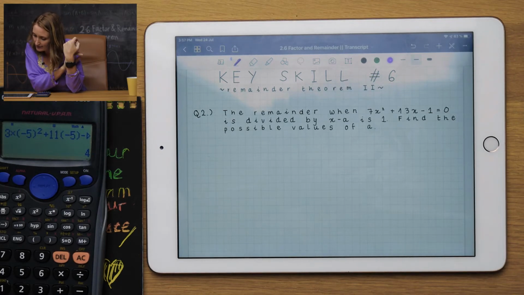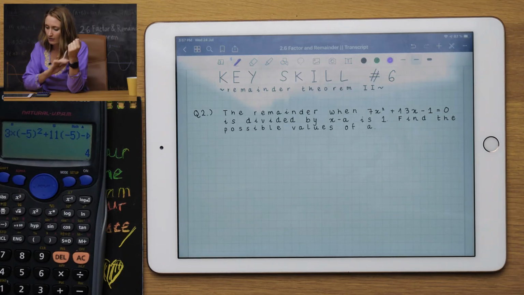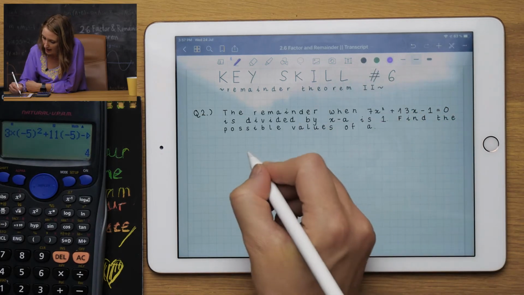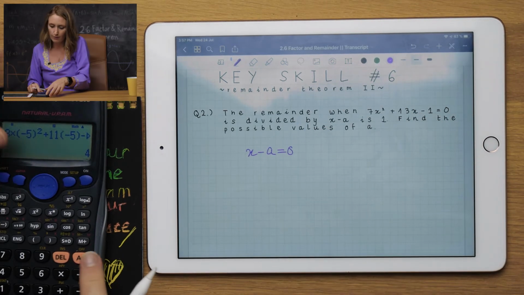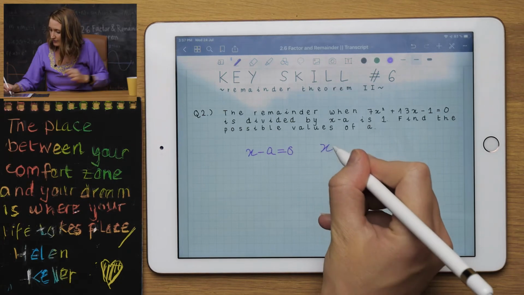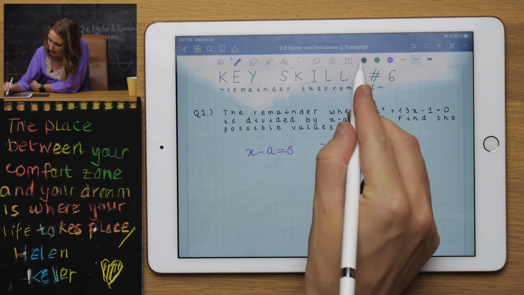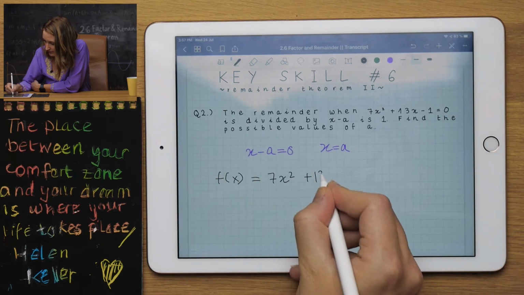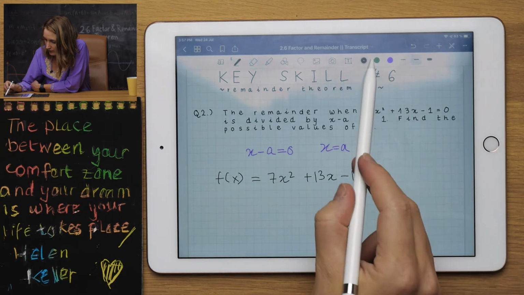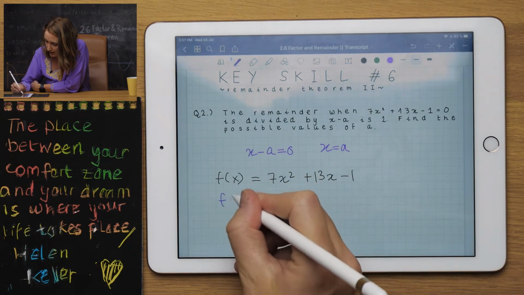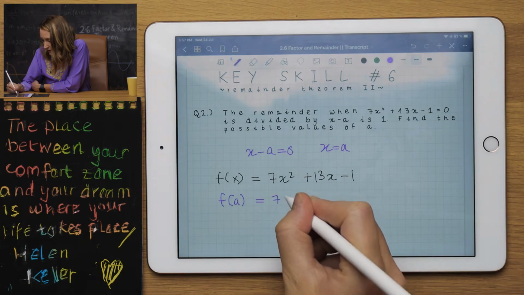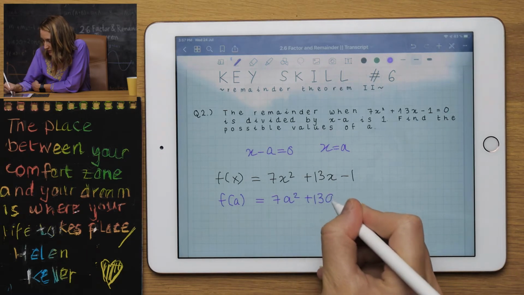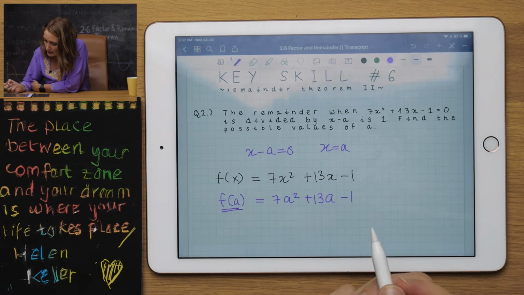The remainder when 7x squared plus 13x minus 1 is divided by x minus a is 1. Find the possible values of a. Okay, so we always do x minus a equals 0. So we have x equals a. So f of x was 7x squared plus 13x minus 1. So if we let x equal a, we would have f of a equals 7a squared plus 13 times a minus 1.